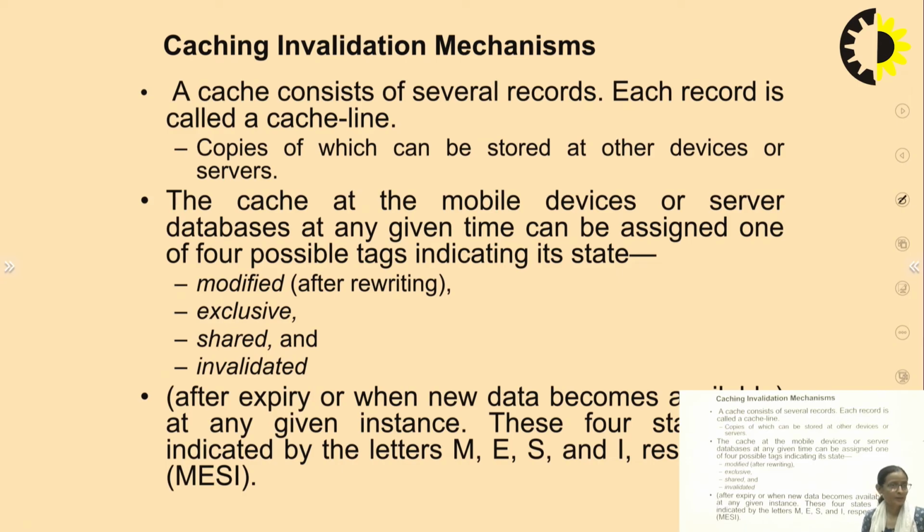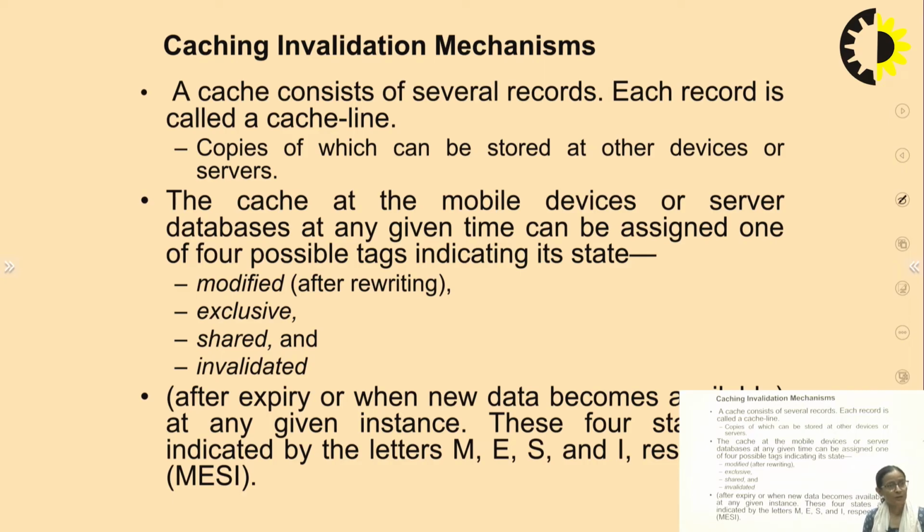So, a cache consists of several records. Each record is called a cache line, copies of which can be stored at other devices or the servers. That is, whatever you are working upon, your cache line, maybe other devices are also working on that particular cache line. Your servers might also be working on those cache lines. The cache at the mobile devices or the server databases at any given time can be assigned one of 4 possible tags indicating its state. This is how we are going to check cache invalidation, or these are the states on which the cache invalidation mechanisms have been built.